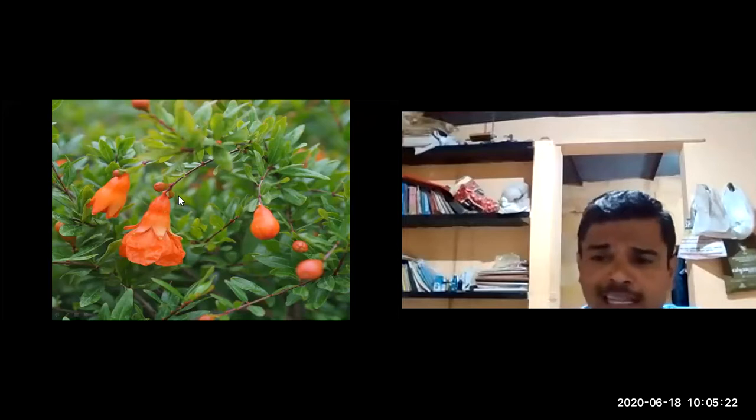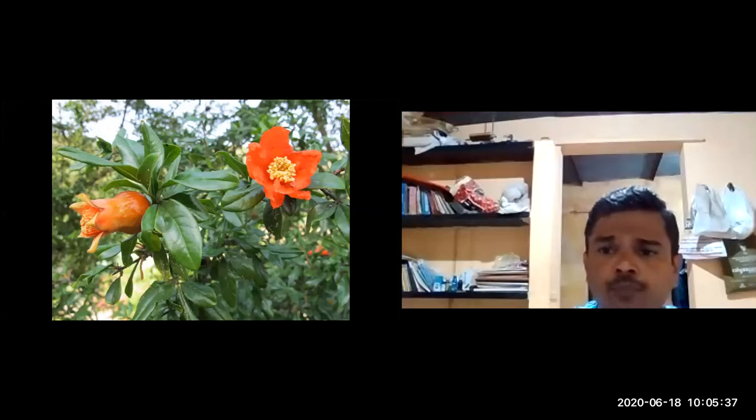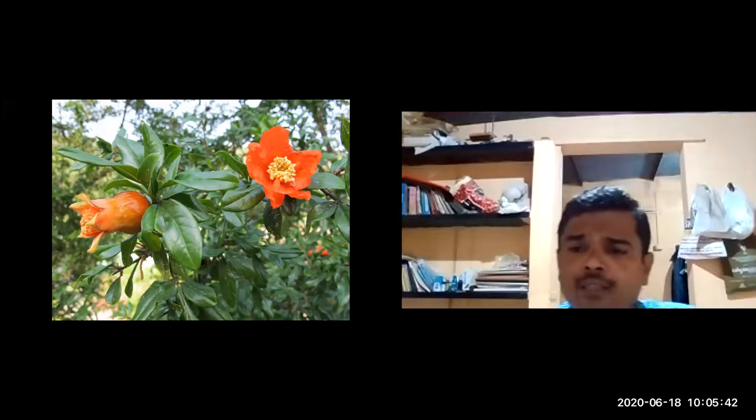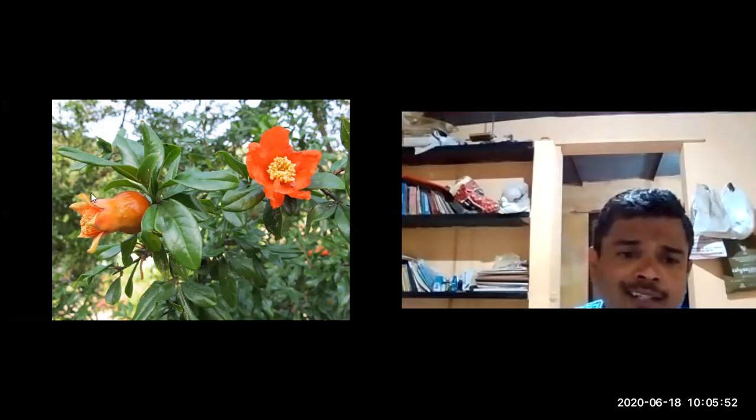Usually single, solitary, or 2 to 3 flowers together. Usually you can observe the flowers of dadima will be solitary or 2 to 3 flowers together. Okay. So you can observe the numerous stamens, the staminal part will be present. This is the red color corolla. So this is after fertilization. This is called the persistent calyx part. With that, you can also observe the numerous staminal parts.